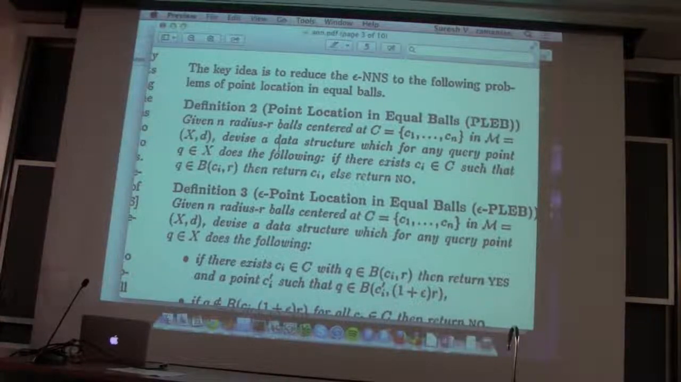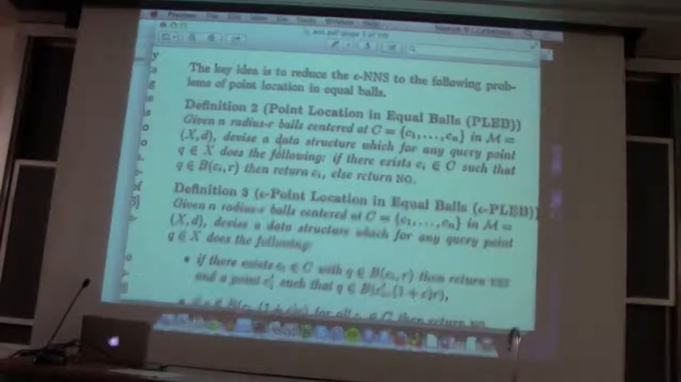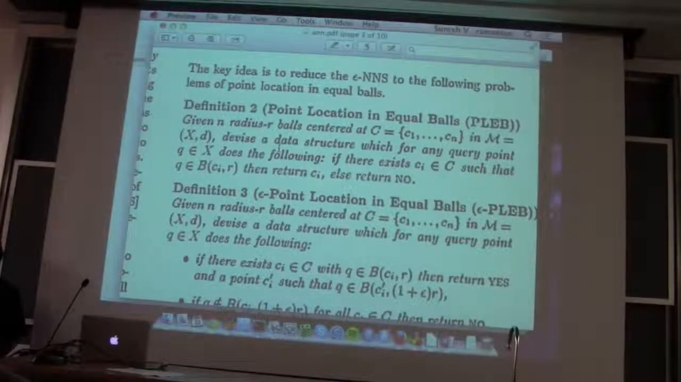In some sense, I have a point. I'm trying to find the center of the ball which has my point, about the radius R. A radius R ball. Right. And I have to find a way to compare the ball such that I can say, oh, it's not in there. Well, no, I don't want to do faster. I just want to solve it using my nearest neighbor black box. That's all I want.